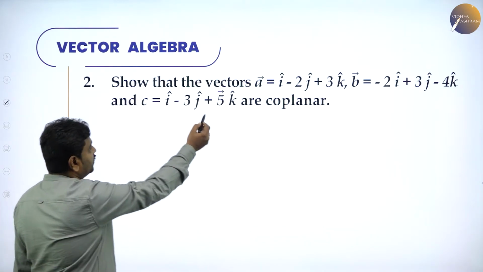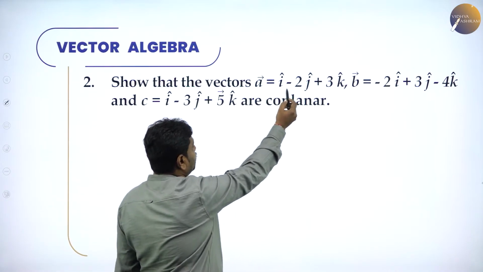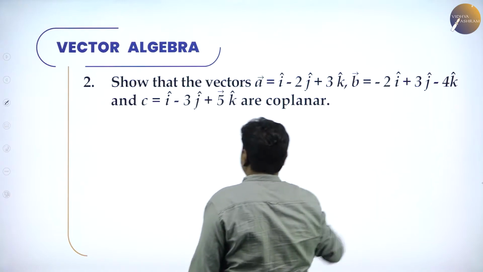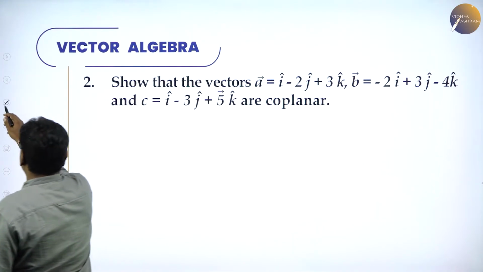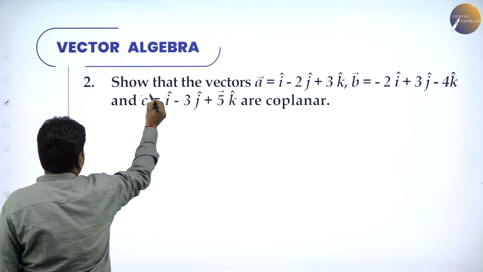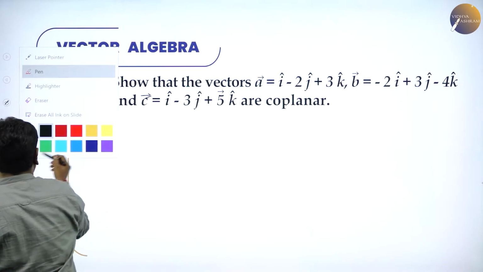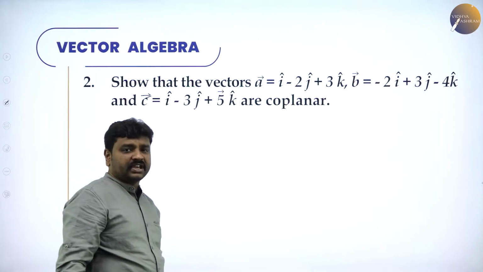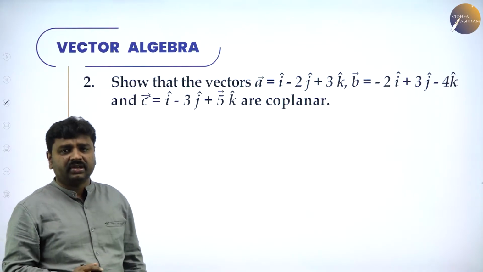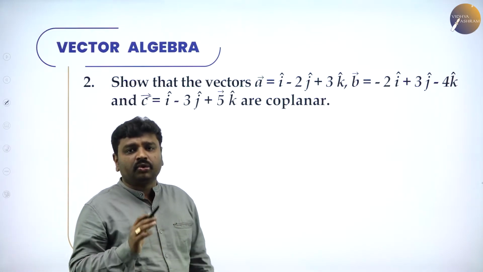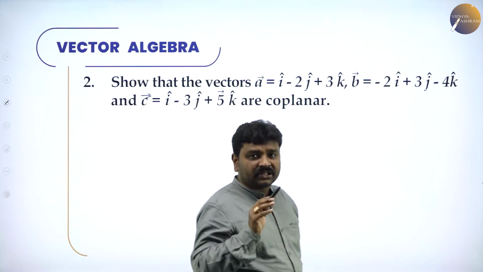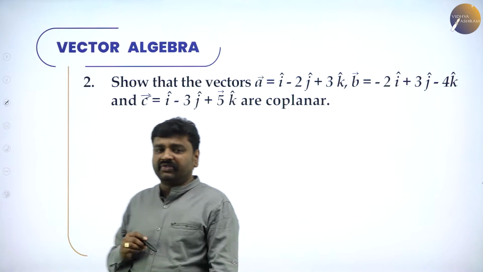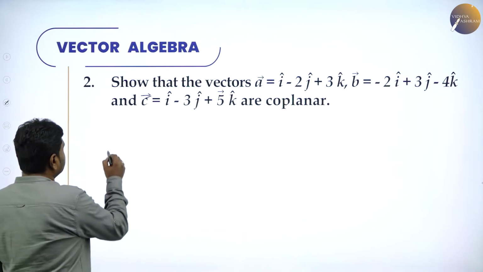Then show that vector A is equal to i cap minus 2j cap plus 3k cap, vector B is equal to minus 2i cap plus 3j cap minus 4k cap, and vector C is equal to i cap minus 3j cap plus 5k cap. Three vectors are given, A, B, C. They want you to prove they are coplanar. All of you know the condition for coplanar. Three vectors are said to be coplanar if their box product is 0. So now we'll find the box product, and if it is 0, then they are coplanar.